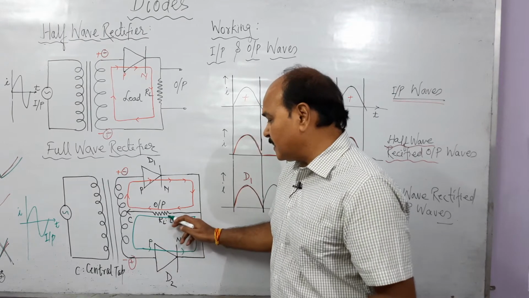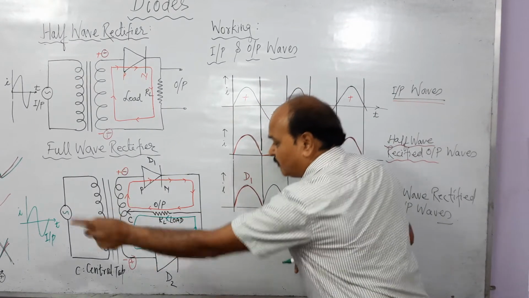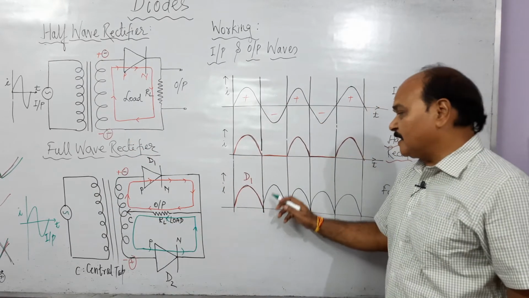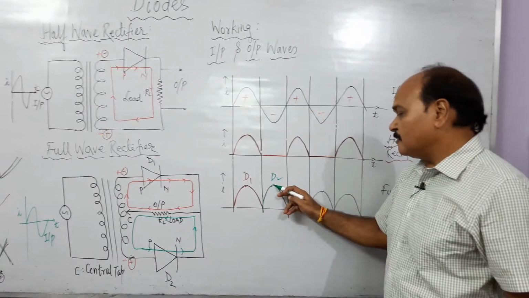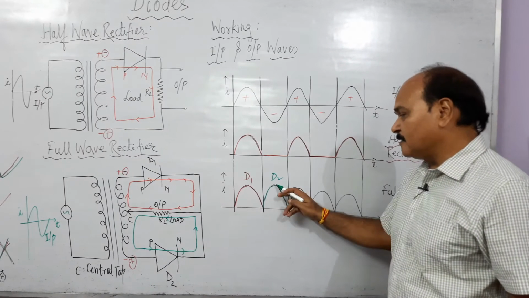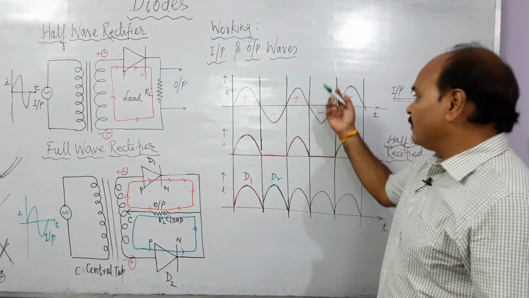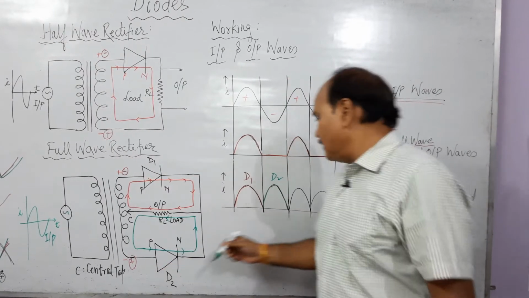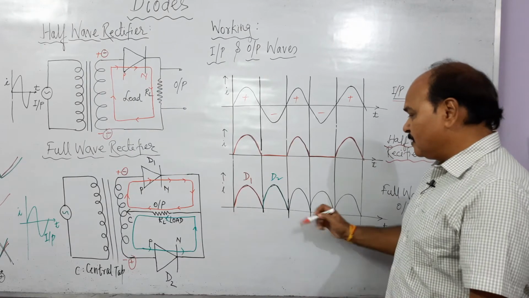See, for the second half, current is again passing through the load from right to left, but this time it is because of diode D2. So this is output current through the load in the same direction, but because of diode D2. Again, when the polarities are reversed, this diode is forward bias, this diode is reverse bias, and the current flows through the diode because of diode D1.